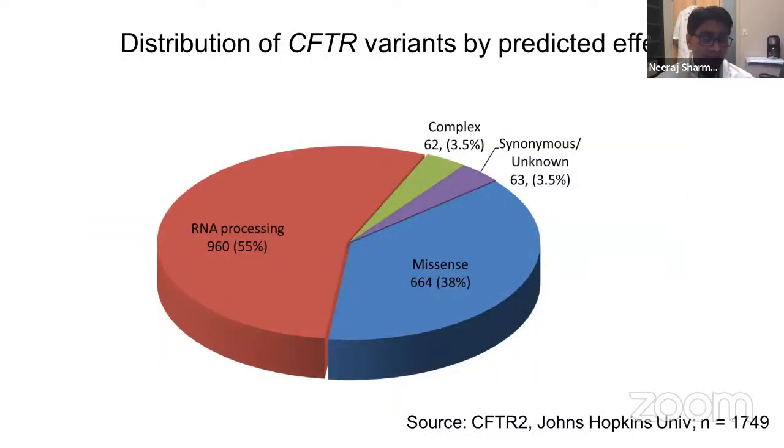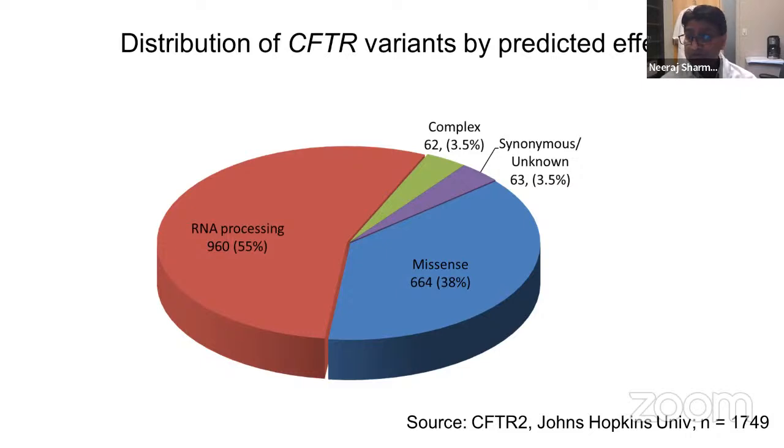So as I said, delta F508 is one mutation. What has happened over time is that more than 2,000 variants in CF have been reported. At Hopkins, we are maintaining a CFTR mutation database with functional characterization, and we call it CFTR2. What we are showing here is the distribution of these CFTR variants that fall into various categories.